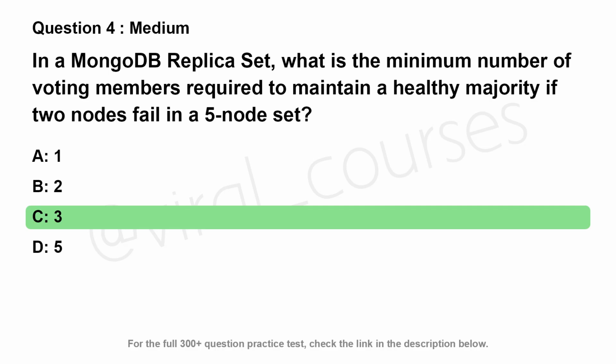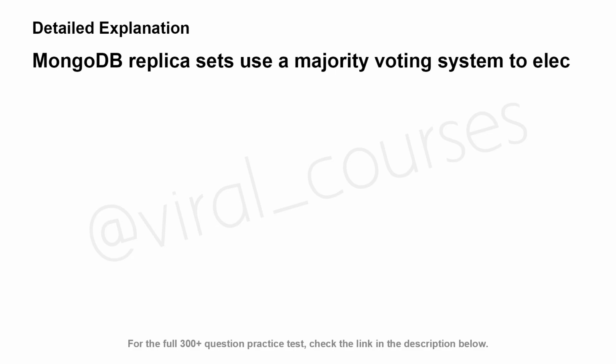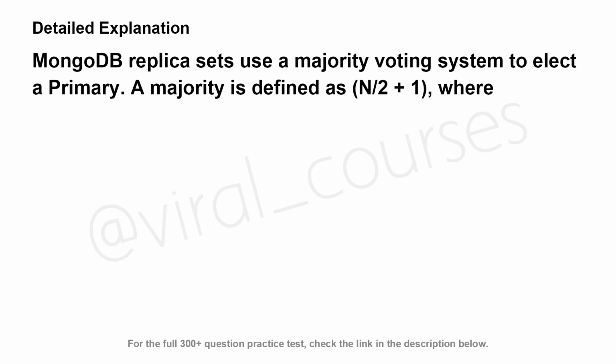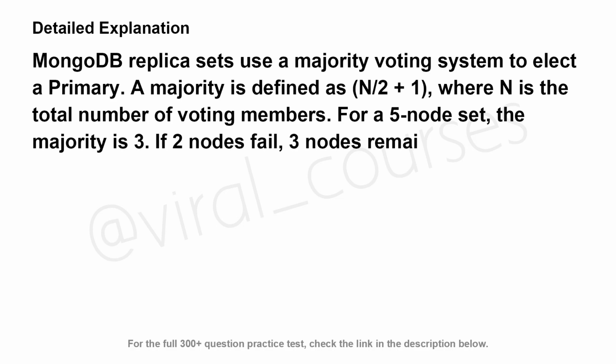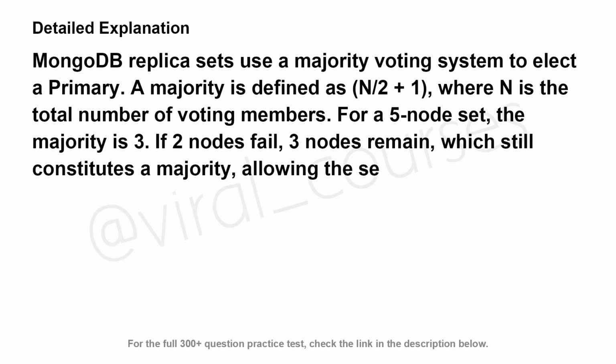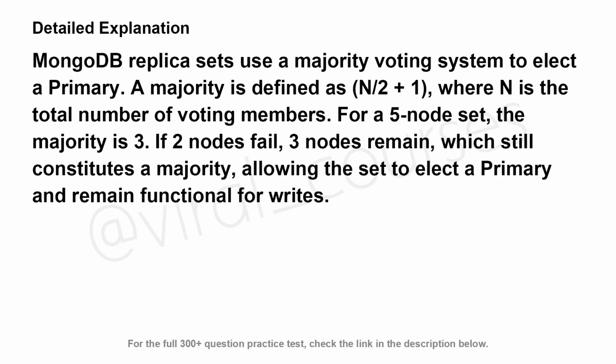The correct answer is C. MongoDB replica sets use a majority voting system to elect a primary. A majority is defined as n/2 plus 1, where n is the total number of voting members. For a 5-node set, the majority is 3. If 2 nodes fail, 3 nodes remain, which still constitutes a majority, allowing the set to elect a primary and remain functional for writes.